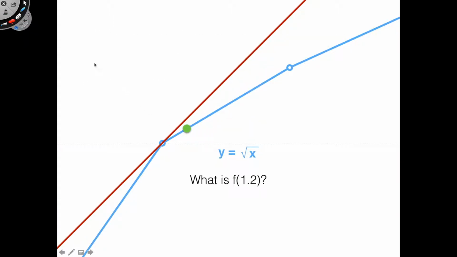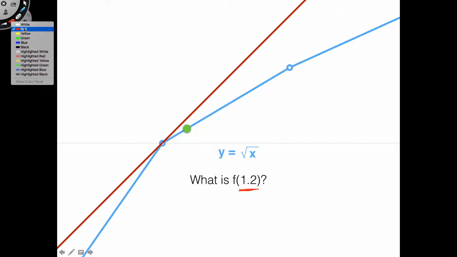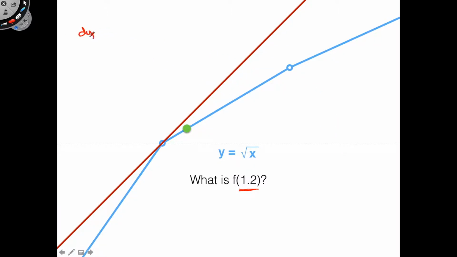So going back to this same function that we talked about in the previous video, we're going to try to approximate the value at x equals 1.2. We're going to try to find the square root of 1.2. Again, that's not something we know off the top of our heads, so we're going to need a linear approximation. Okay, so let's do a little bit of drawing here. We know that the form of the differential is as follows: dy equals f prime of x dx.